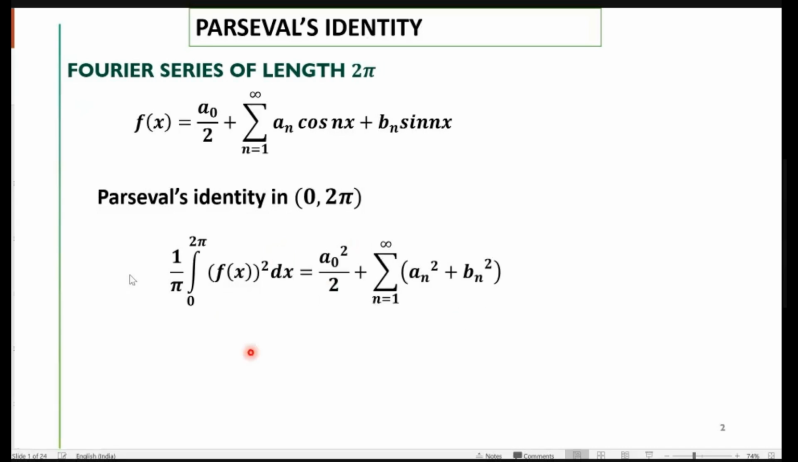So when we have Parseval's identity, everything is squared. If it's a0 by 2, we write it as a0 square by 2. If it is an cos nx, only the coefficients are taken into account here, so an square, and here bn square. Then this is multiplied by f of x, so we will get f of x the whole square.